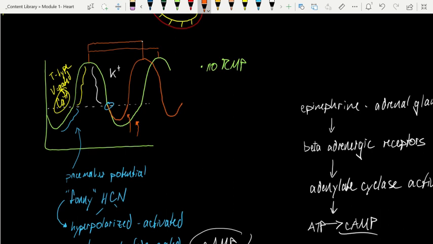Maybe somebody is on beta blockers for high blood pressure. Now we understand what's going on, right? The beta blocker is a drug that's going to come and block these beta adrenergic receptors. And by blocking that, I can no longer activate adenylate cyclase, so I can't make cyclic AMP. That is going to decrease sodium permeability through the funny channels and slow the heart rate down. Very, very cool system.